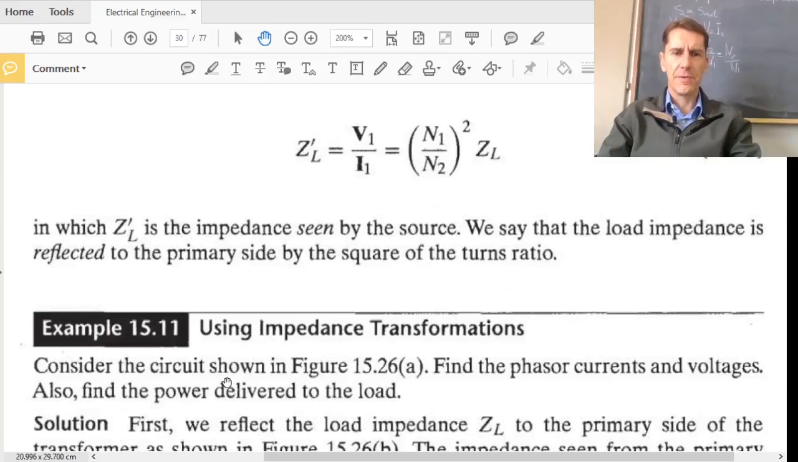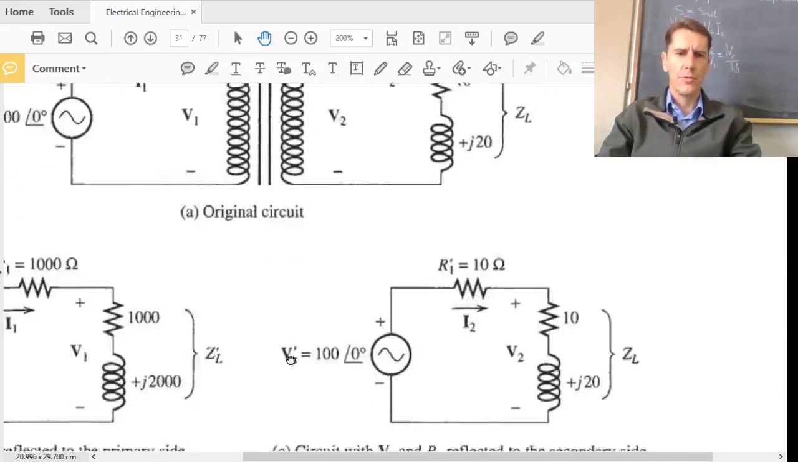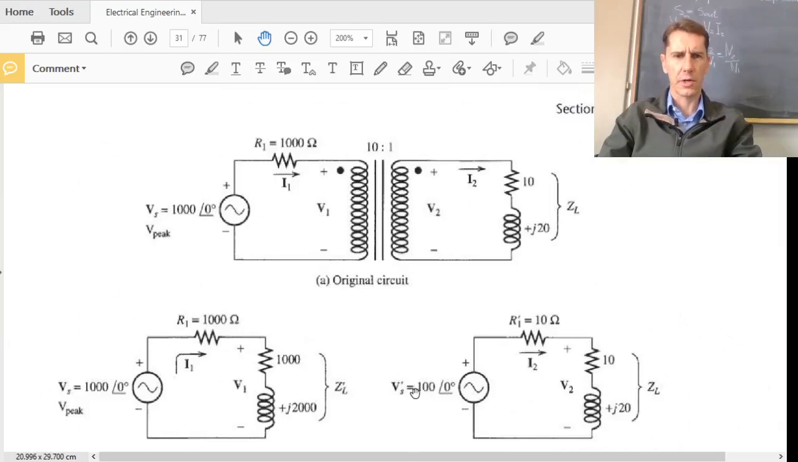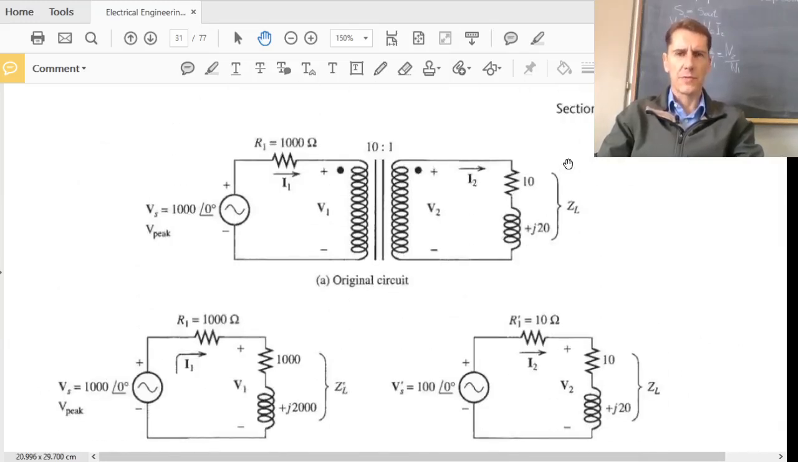Examples. Example 15.11 and example 15.12, there they've got a nice circuit diagram. I just want to show you the circuit diagram. This is for examples 15.11 and 15.12. There's the original circuit diagram, and then they've taken that 10 plus j20, chucked it over to the primary side and solved the circuit. Then in the B part, they've taken everything on the source side and chucked it over to the secondary side.